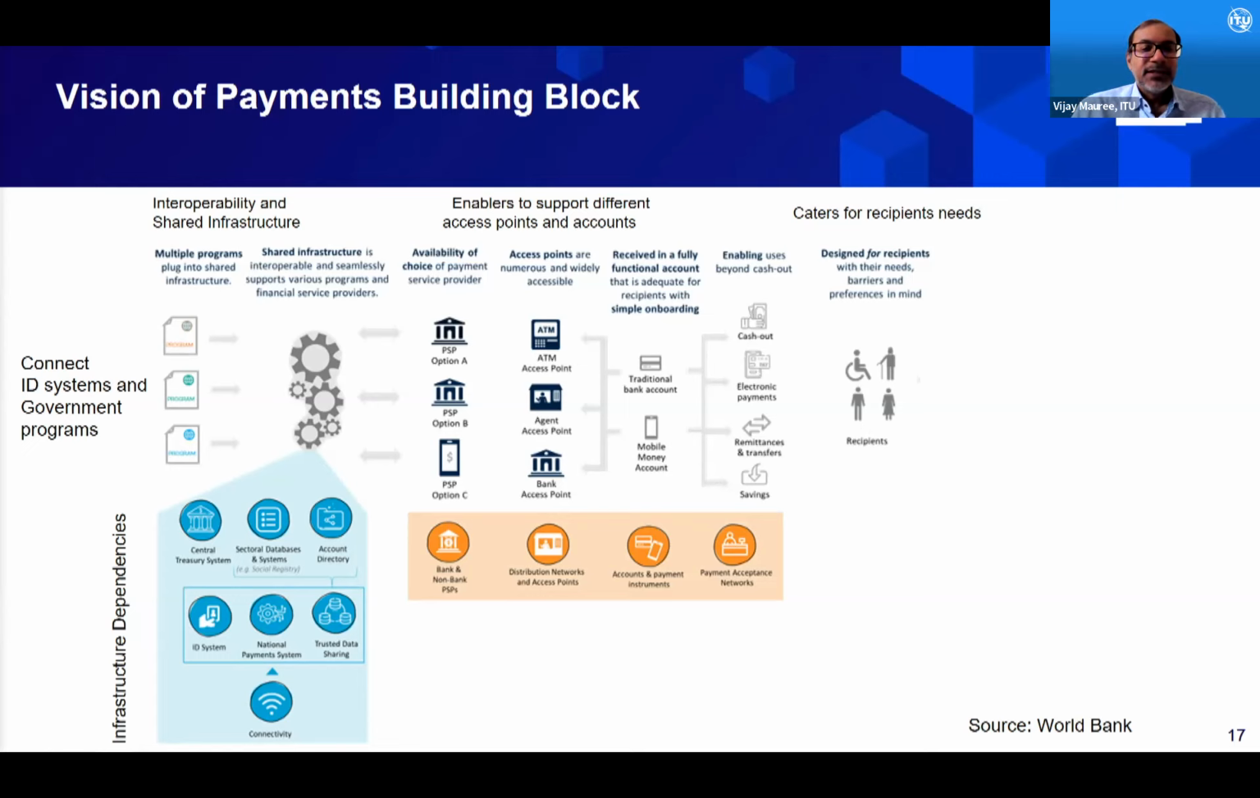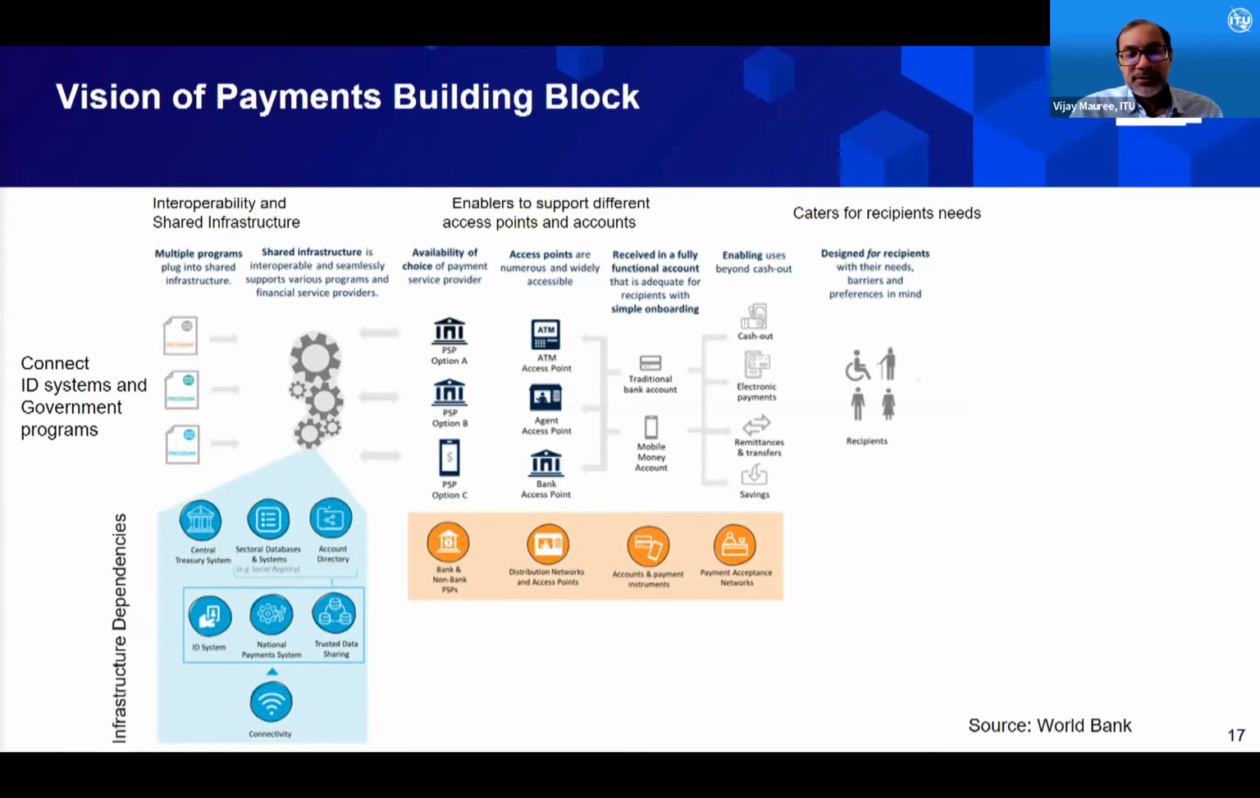So basically, the vision of the payments building block is to support all the payments related to G2P, that is government to person, and person to government, P2G payments, and we can also, by extension, consider B2G and G2B payments. And the objective of the payments building block is to enable digital payments for government services to be initiated electronically, validated, tracked, processed, reconciled, and also audited in a secure manner.